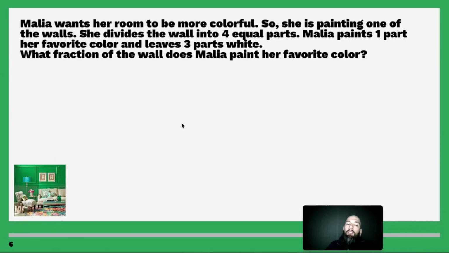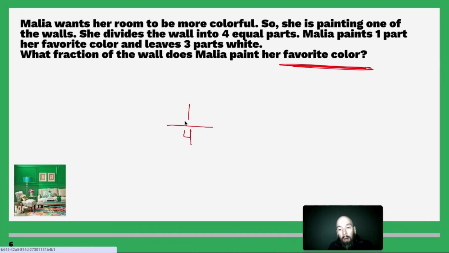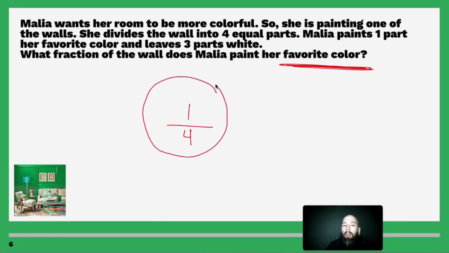Well, if there's going to be 4 equal parts that she's dividing, 4 is going to be my total number on the bottom. She's going to paint one of them her favorite color and 3 of them white. We want the one that's her favorite color, so this is going to be 1 out of 4. It's what she wants out of the total things that she makes. So 1 out of 4 is going to be our fraction.